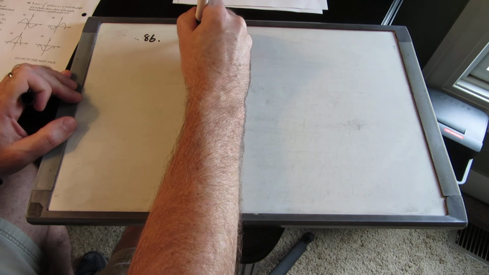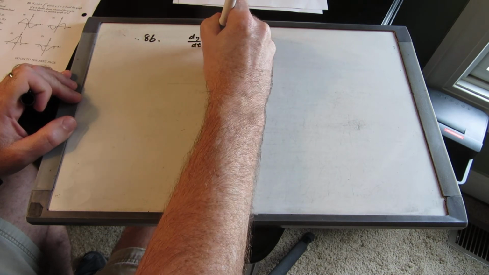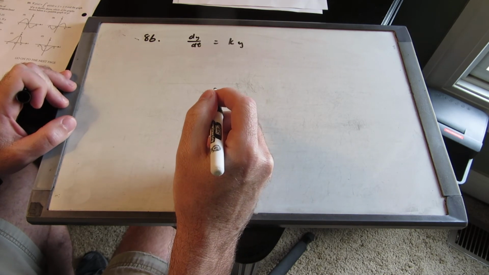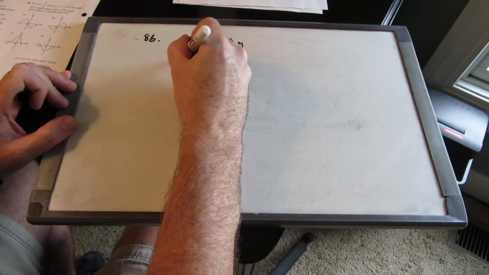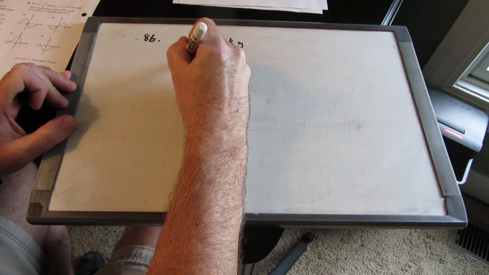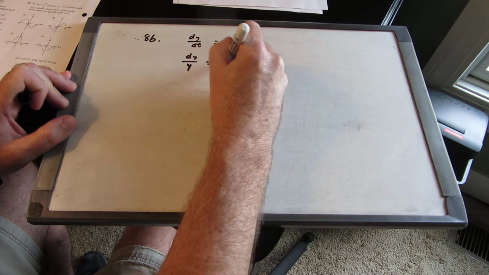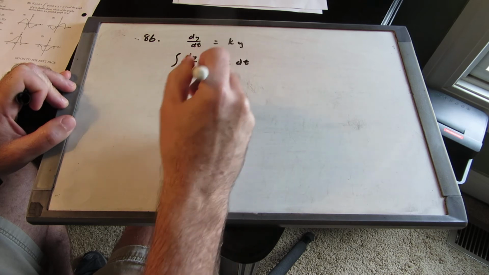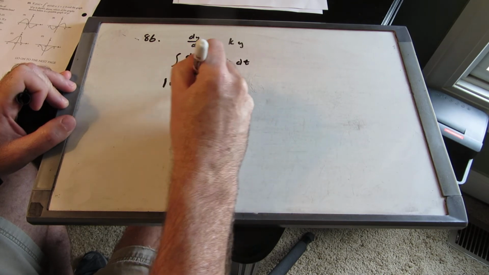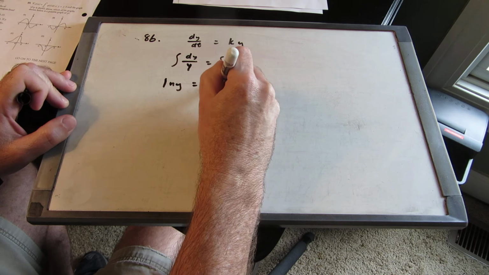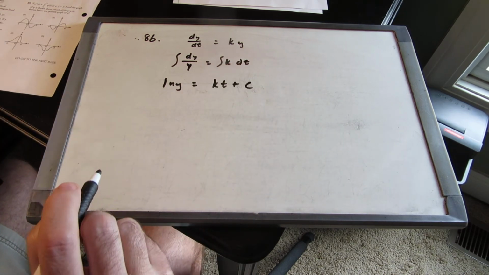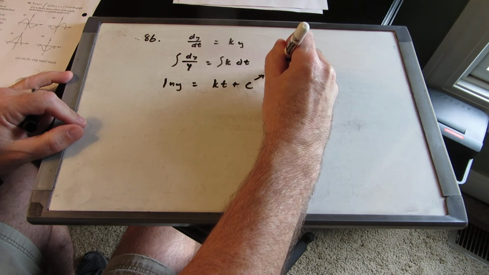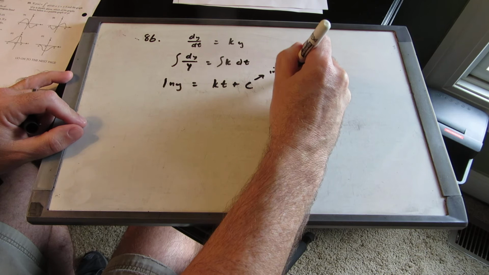So let's say we have dy dt is equal to ky. We need to get back to the original equation. If you separate the variables, you'll have dy over y is equal to k dt. We want to integrate both sides, and that would give you the natural log of y is equal to kt plus c, where c is going to be our initial population.